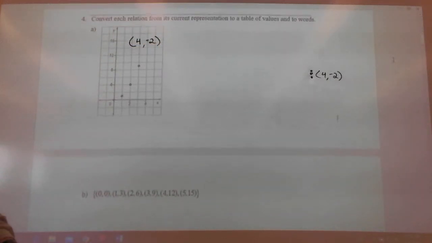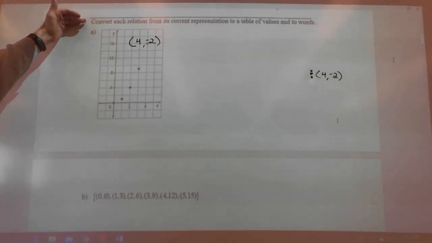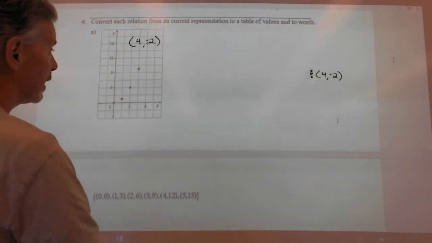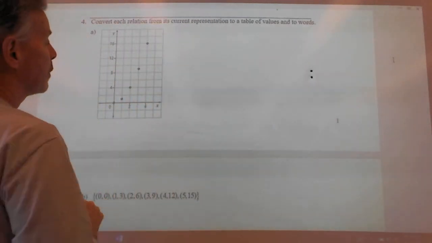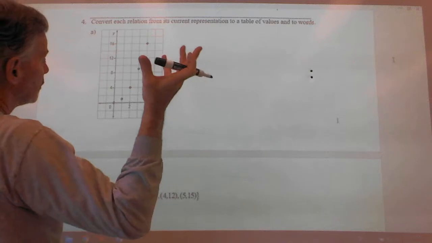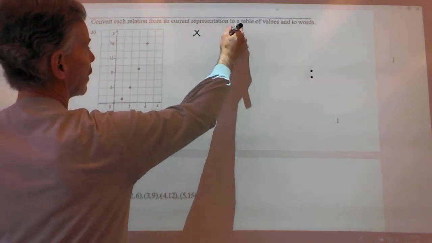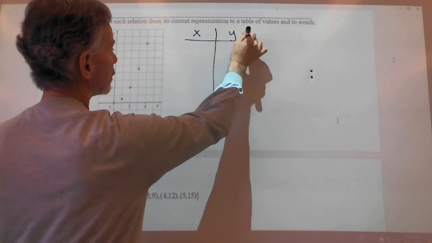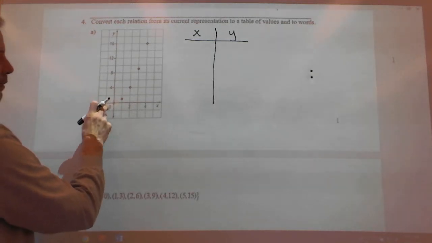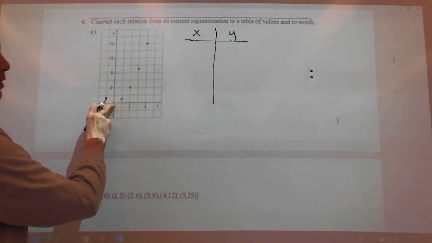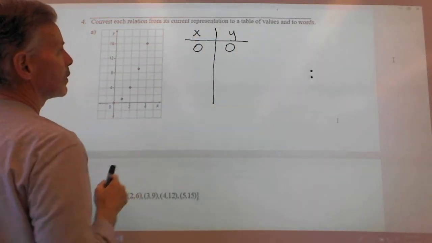So this next one asks you to convert from a current representation into a table of values. So again, the opposite of the last one we just did. And very quickly, we can pick any of these and convert it into a table of values. So you've got x values and y values. For our first point, I guess this is our first point here. It's right at the origin. So that means it would have an x-coordinate of 0 and a y-coordinate of 0.